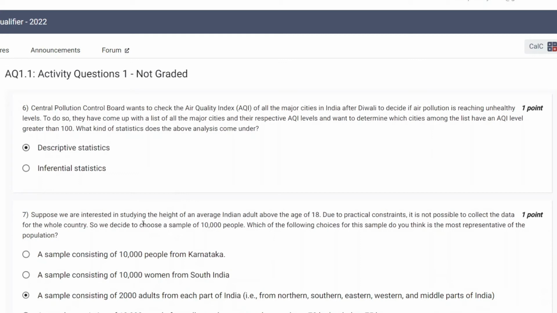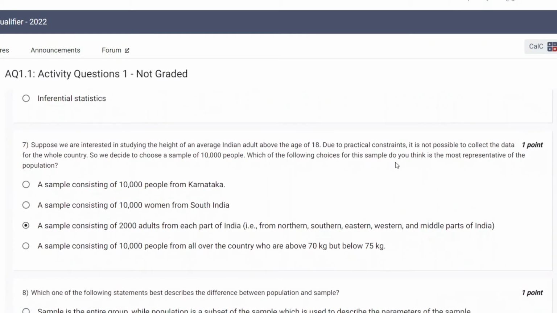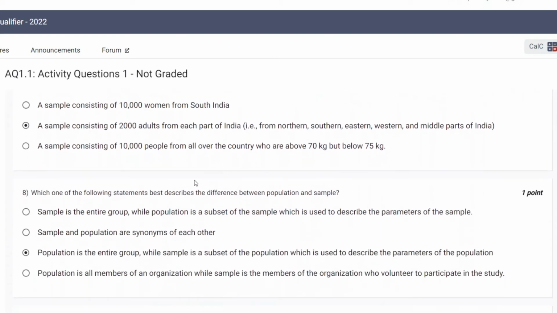Suppose we are interested in studying the height of an average Indian adult above the age of 18. Due to practical constraints, it is not possible to collect the data for the whole country. So we decide to choose a sample of 10,000 people. Which of the following choices for this sample do you think is the most representative of the population? A sample consisting of 10,000 people from Karnataka? No. From South Africa? No. A sample consisting of 2,000 adults from each part of India? Yes, it is the correct sample. Come to the next one.